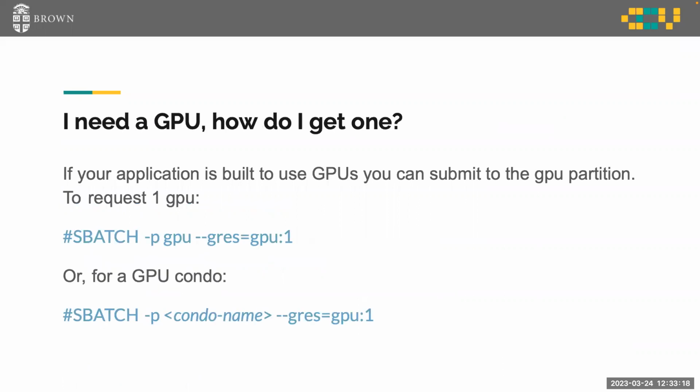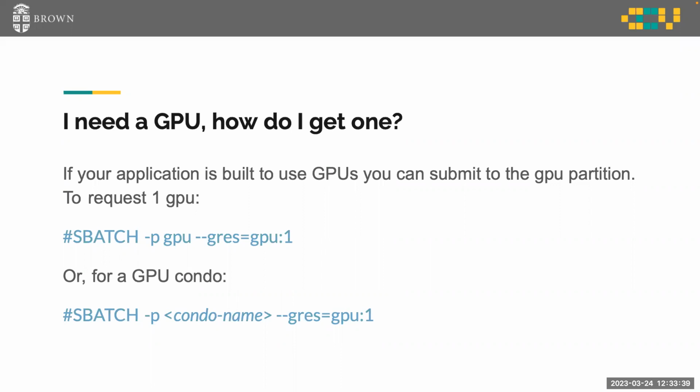Next question that we see, I need a GPU. How do I get one? Well, if you need a GPU, you need to make sure that your application is actually built to make use of a GPU, because a lot of people try to run on GPU nodes and then their application doesn't need a GPU and the GPU just sits idle. So people who could be using a GPU aren't, because it's taken up by somebody else's job.